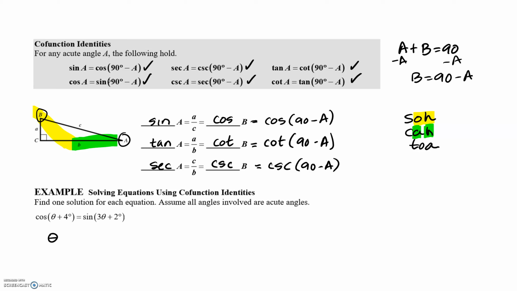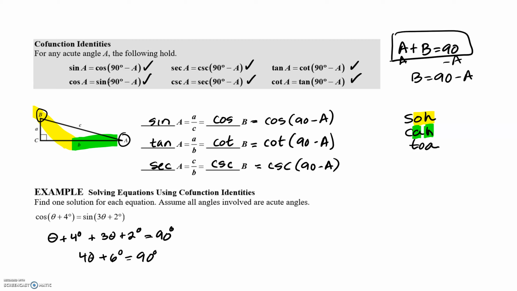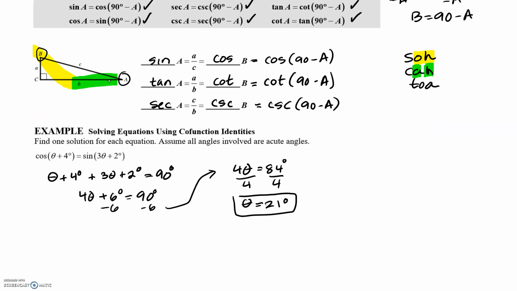So one way of doing it is you could say theta plus 4 degrees plus 3 theta plus 2 degrees is the easiest way of doing it over here. That A plus B better add up to 90. We get 4 theta plus 6 degrees is 90 degrees. So I'm going to subtract 6 from both sides. I would get 4 theta equals 84 degrees. Divide by 4. And you can see theta is 21 degrees. It says find one solution, and I did.